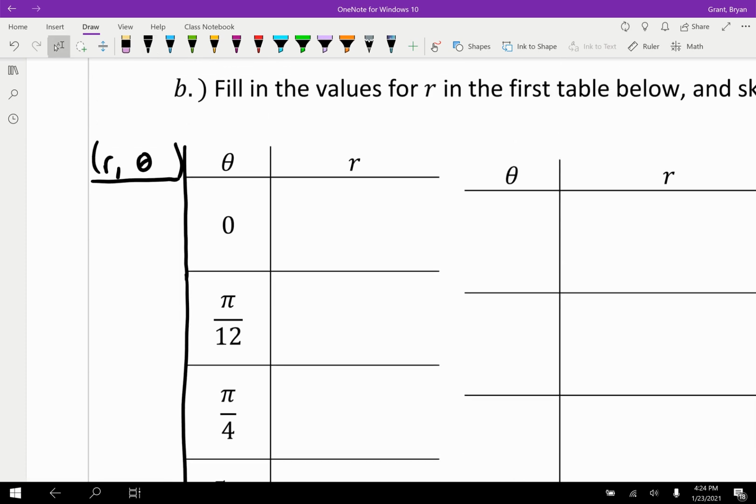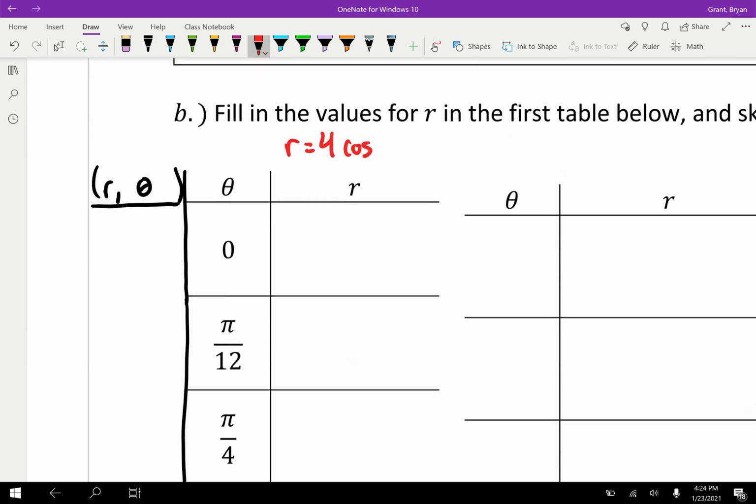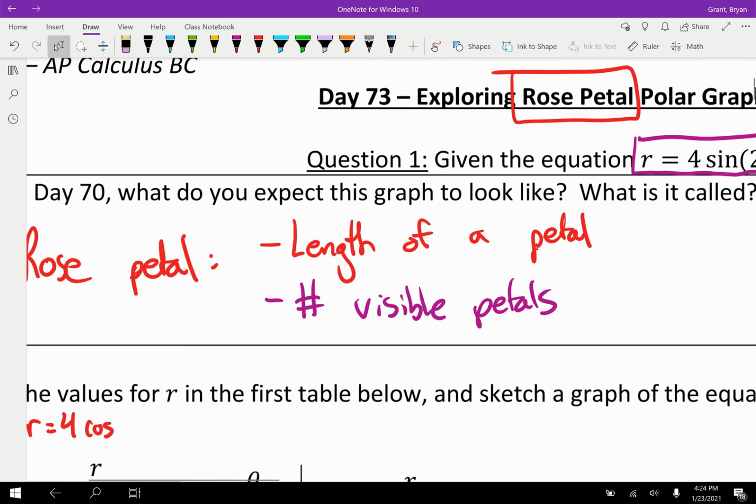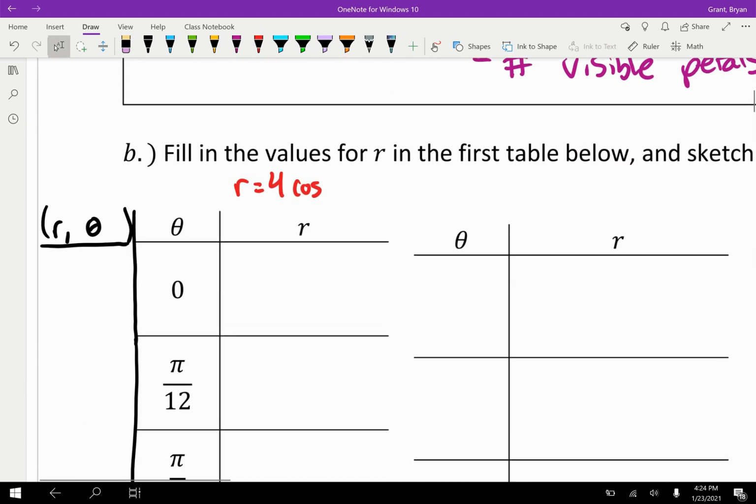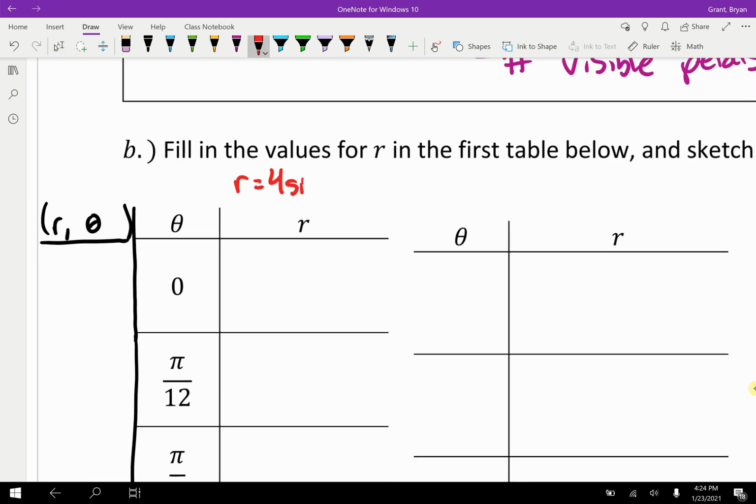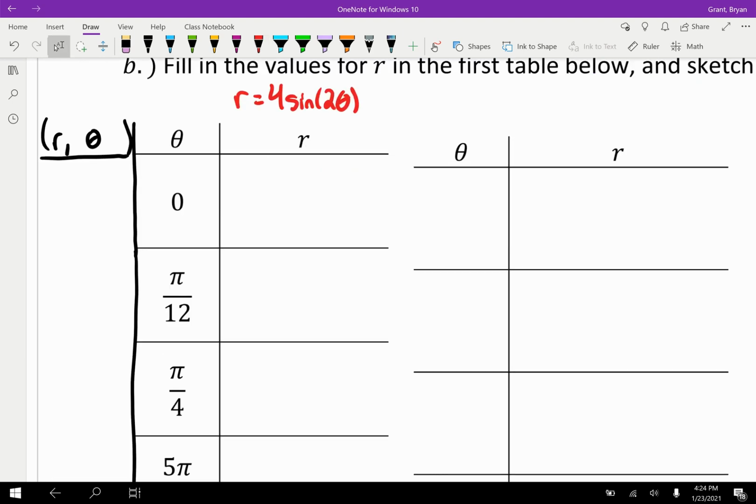So let's begin. 0, and we need r. What is r? Well, we should probably remind ourselves that r was 4 cosine, I think it was sine, wasn't it? It was 4 sine of 2 theta. There we go. 4 sine of 2 theta. Easy enough. And whenever we evaluate points, we just plug the 0 in for theta and find r. The first couple I'm going to show the math for, and then I'm going to pause and have you guys fill in the rest. Okay, so it looks something like this.